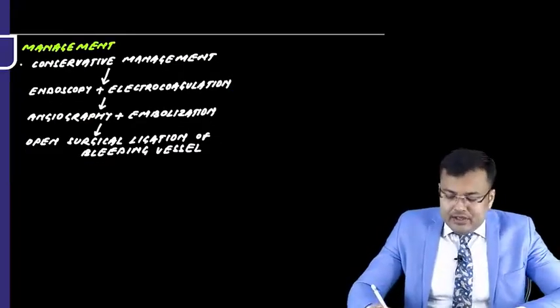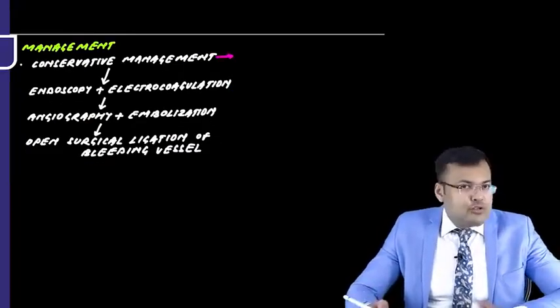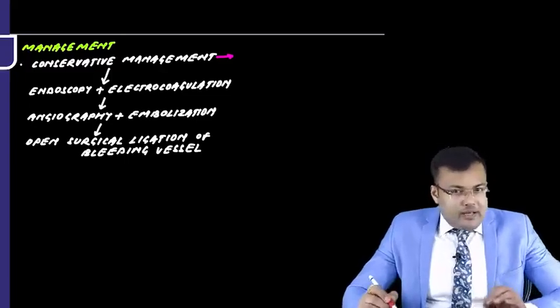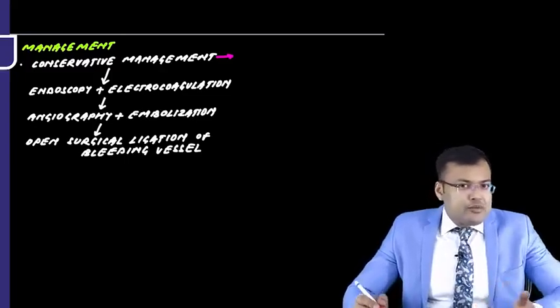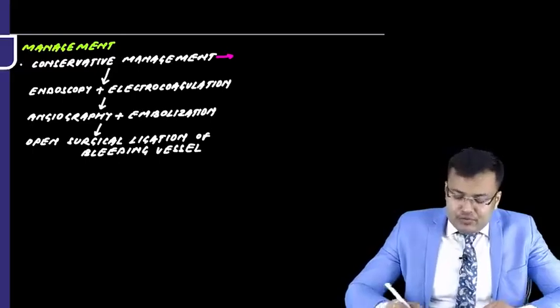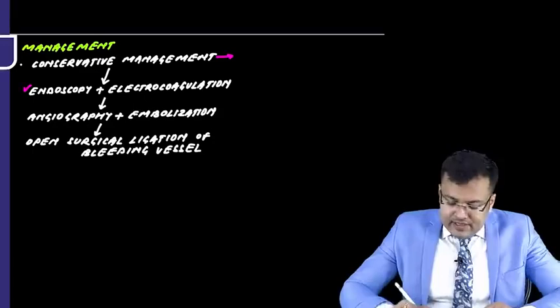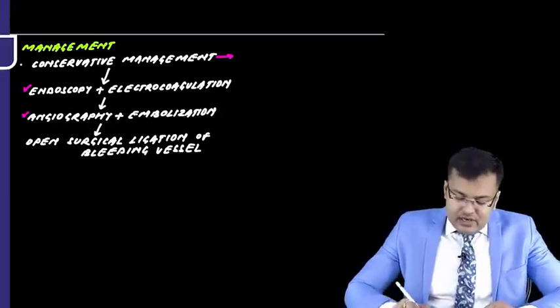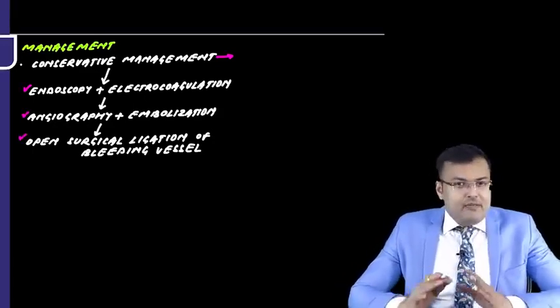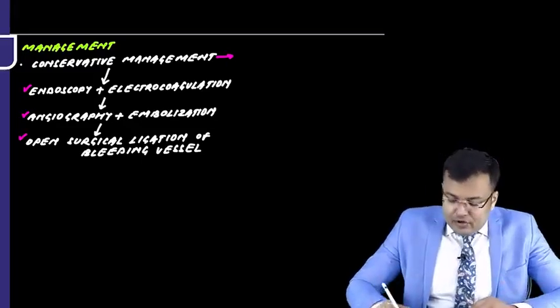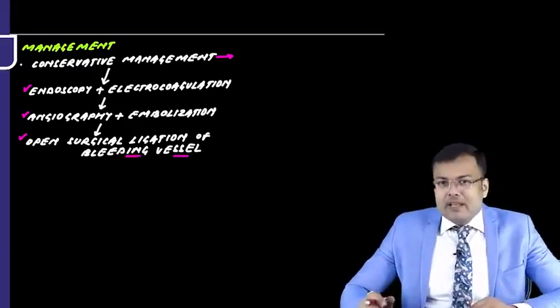So the management is initially conservative, because in most cases the bleeding is minor and stops spontaneously. If it is not going to improve, then endoscopy with electrocoagulation. If it is not available or failed, then angiography with embolization. And if that is not available or failed, we perform laparotomy and go for open surgical ligation of the bleeding vessel.